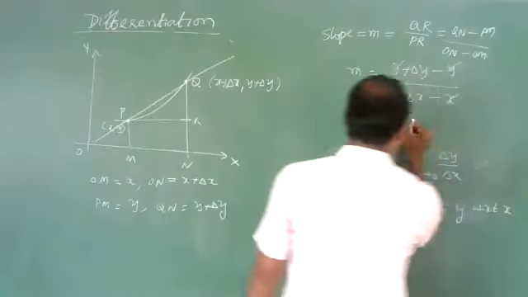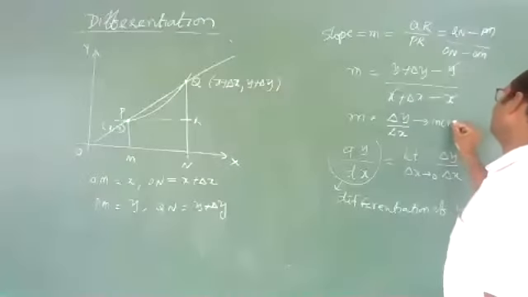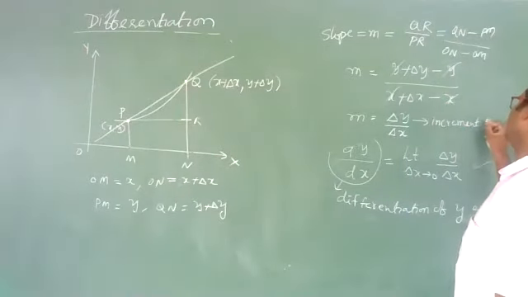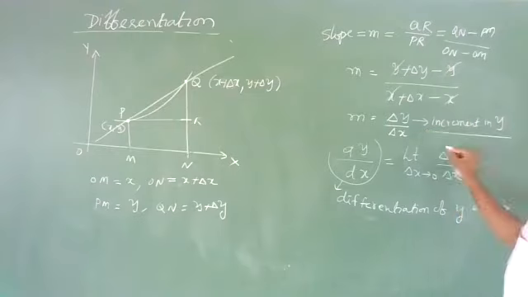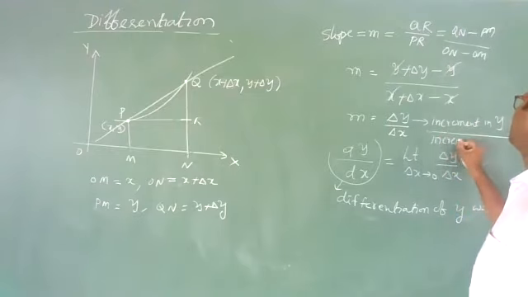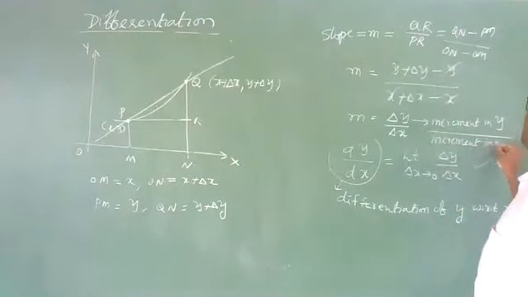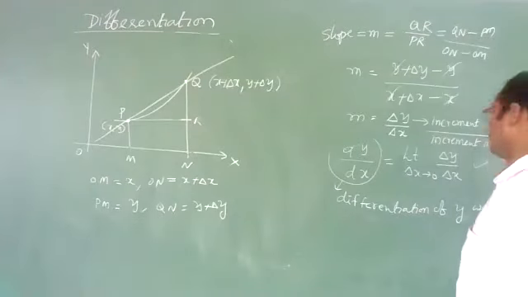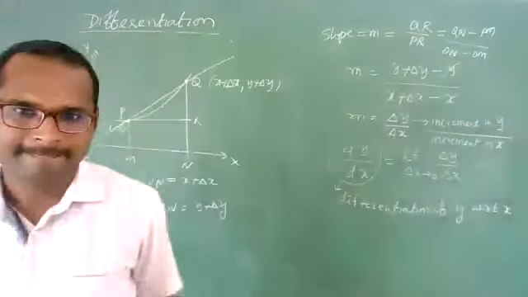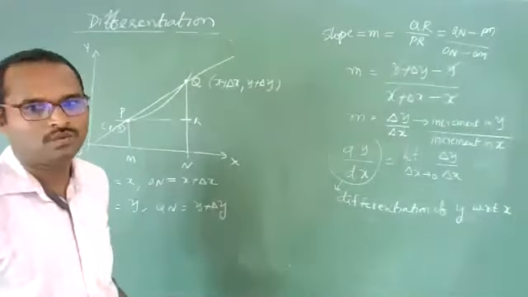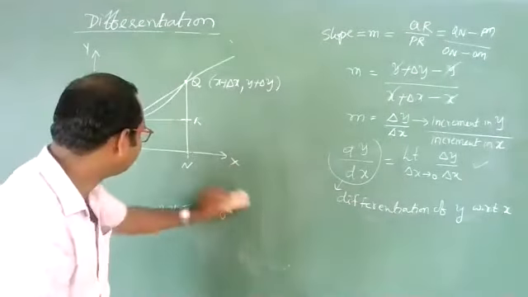Delta Y is called the increment in Y, divided by the increment in X. Clear? Okay. Now, one point you must understand here.